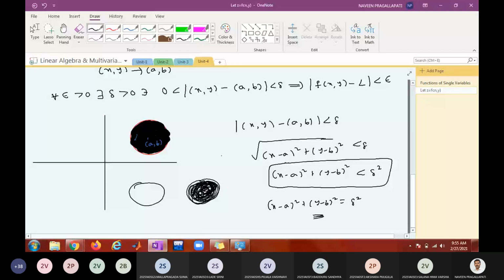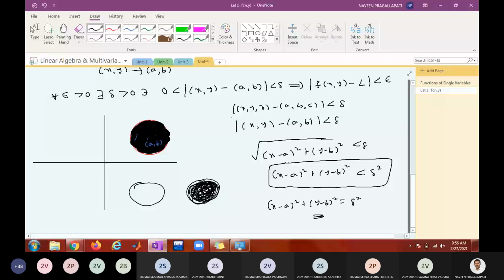Similarly, what could be the neighborhood of a point in three-dimensional space? Can you guess? Yes, a spherical region. Because that is going to be modulus of (x, y, z) minus (a, b, c) less than delta. That means the square root of (x minus a) whole square plus (y minus b) whole square plus (z minus c) whole square less than delta. Do you understand?